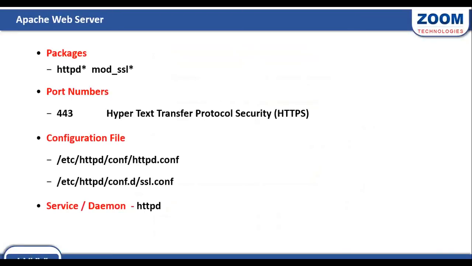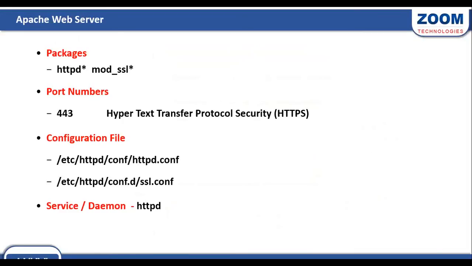To configure this in Linux, the requirements are these packages: httpd, and one more, mod_ssl. The port number is 443. There are two configuration files: one is /etc/httpd/conf/httpd.conf, and the other is /etc/httpd/conf.d/ssl.conf. To update this configuration, the service httpd needs to be updated, and the background process of httpd is itself httpd.